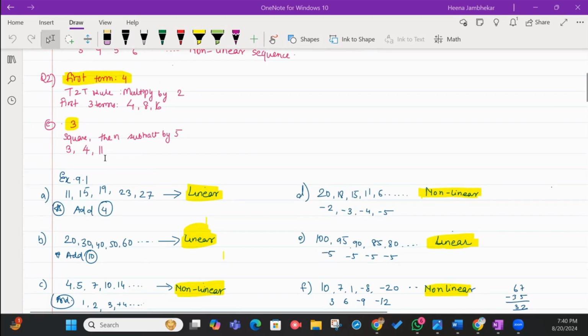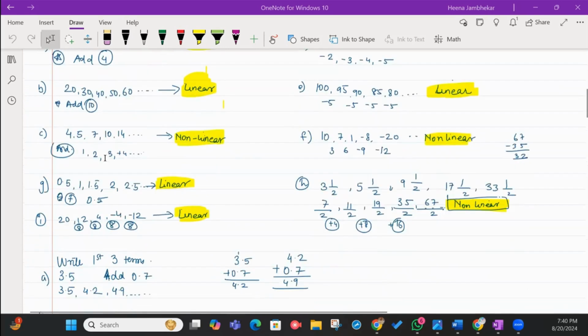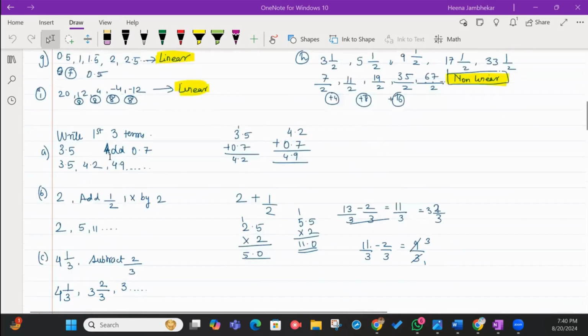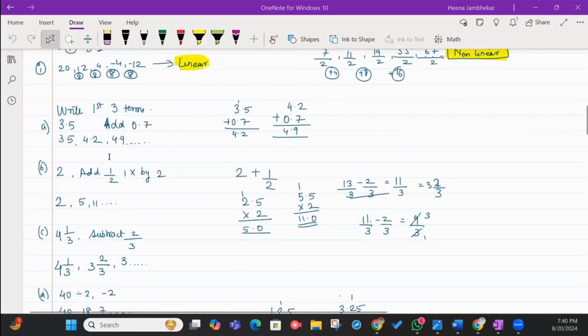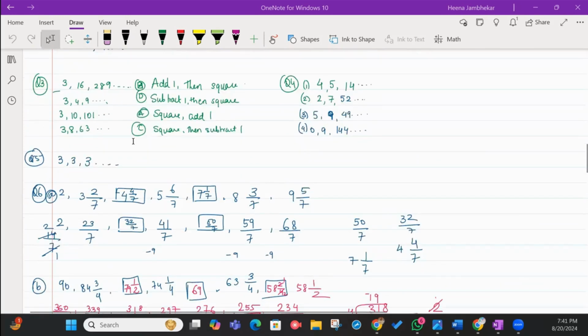And again from 4, what will you do? First you will square the 4. You will get 16. 16 minus 5 will give you 11. So, understood? Then next one we'll do for 11. 11 squared gives you 121. 121 minus 5, then you'll get that answer. Did you understand this?